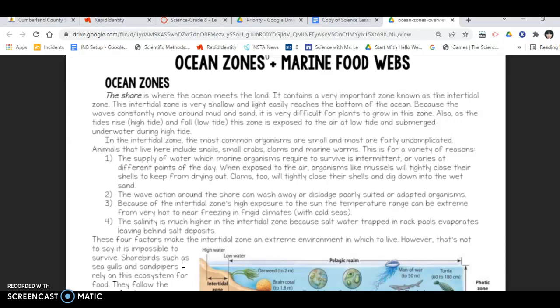In the intertidal zone, the most common organisms are small and most are fairly uncomplicated. Animals that live here include snails, small crabs, clams, and marine worms. This is for a variety of reasons. 1. The supply of water which marine organisms require to survive is intermittent. That word means that at some moments it has high water content, some very low, or it varies at different points of the day.